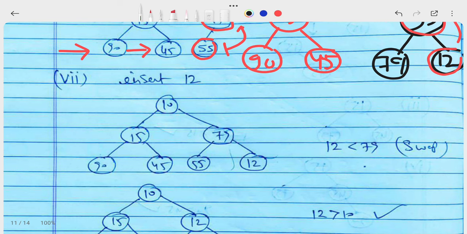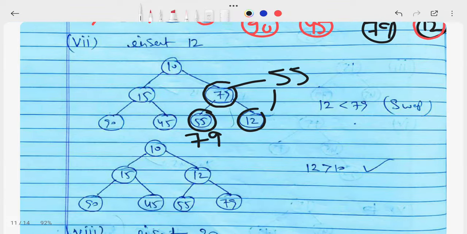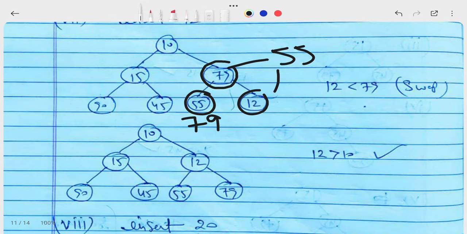So now again I will correct here. Again my request, please correct here. This is 55. This is 79. Now 12 is smaller, so both will swap. So 12 will come here and 55 will come here. So here is 55 and here is 79. So this mistake I have made. Here is 79 and this is 55 and this 12 is correct.